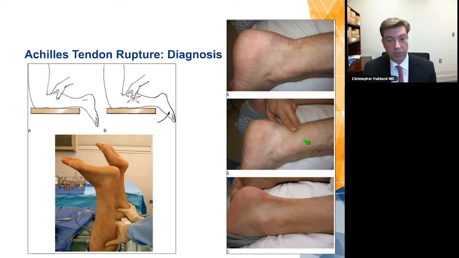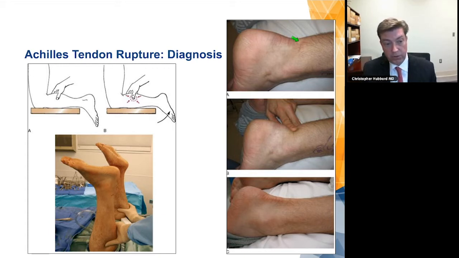The diagnosis is usually pretty straightforward. Usually a palpable gap in the back of the Achilles. In terms of the exam, if you walk your way down from its attachment at the heel, you can feel the tendon, and then you feel the gap. So that's usually apparent early on after rupture.